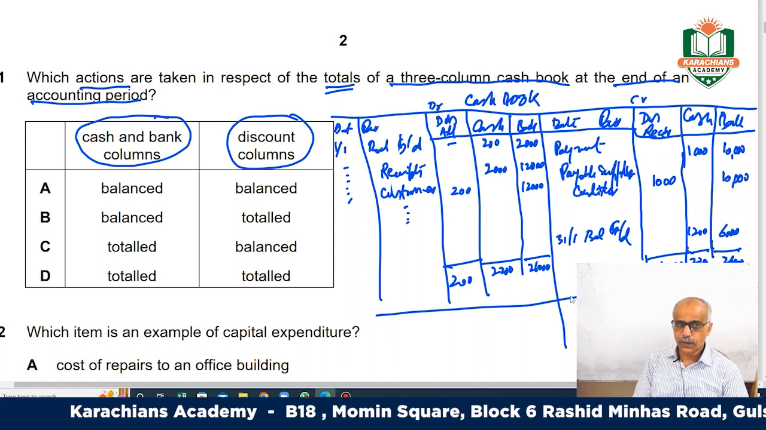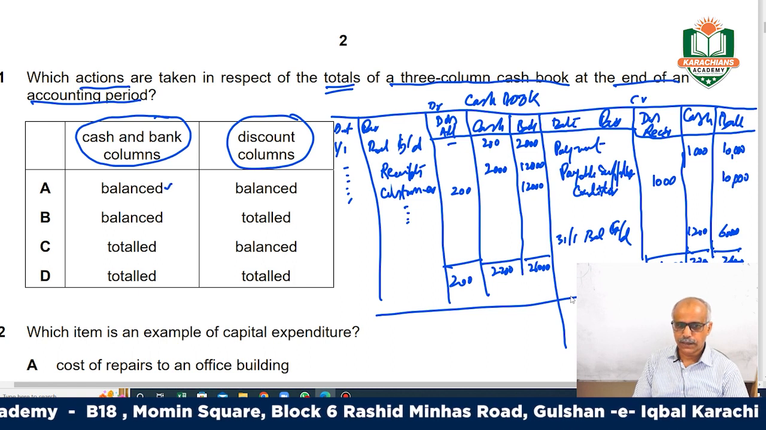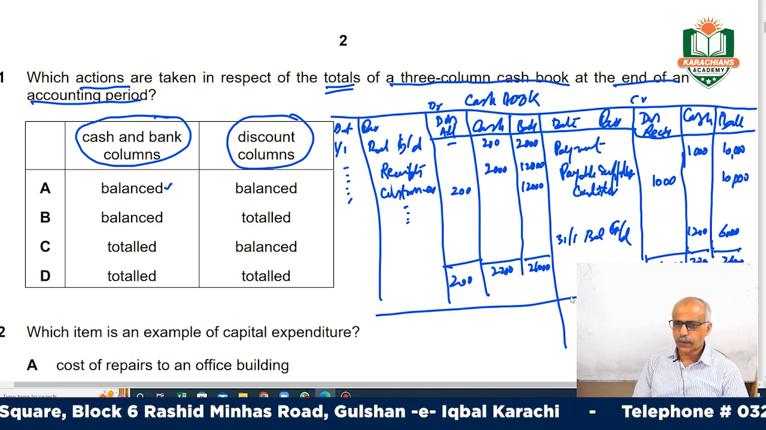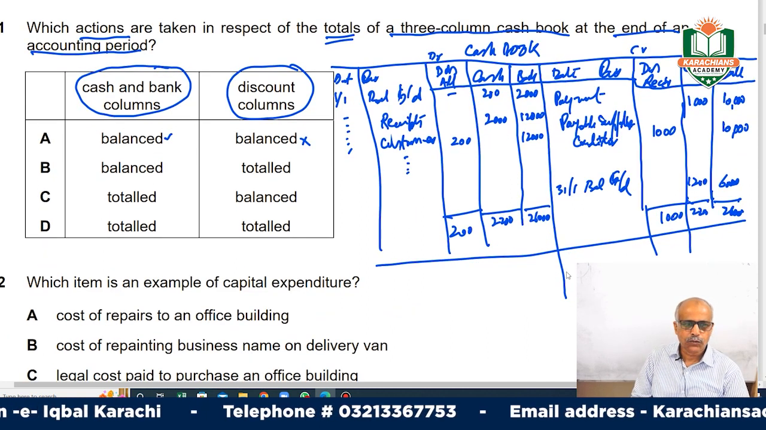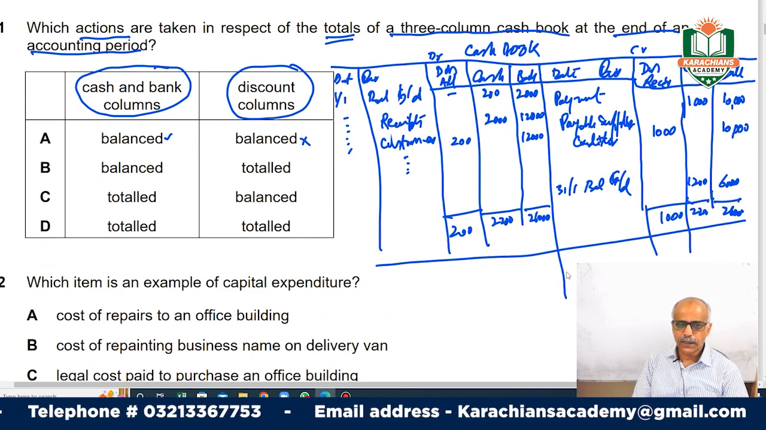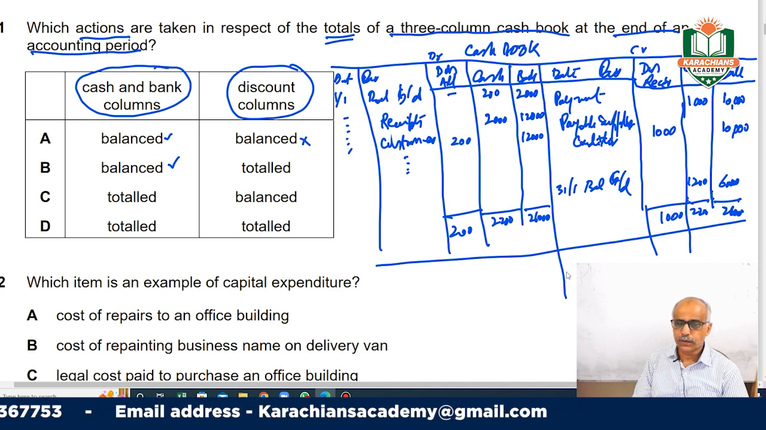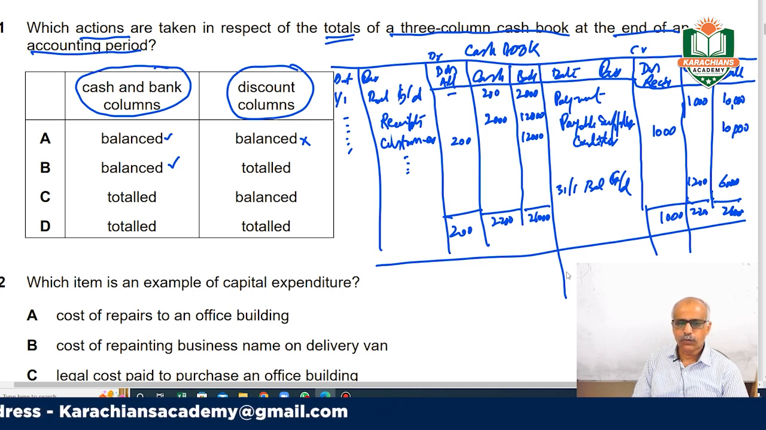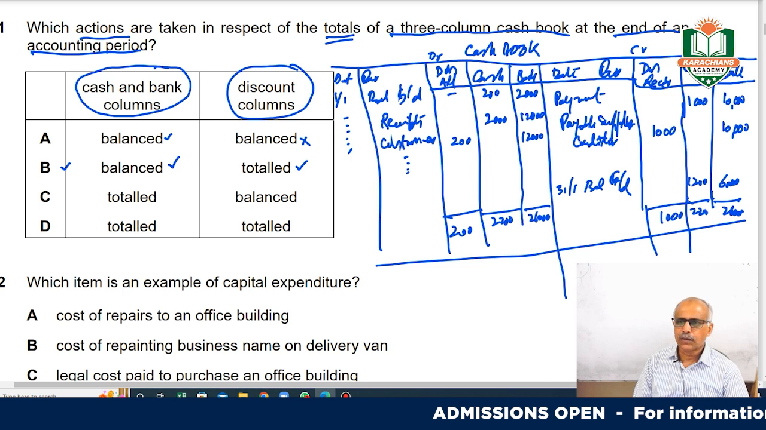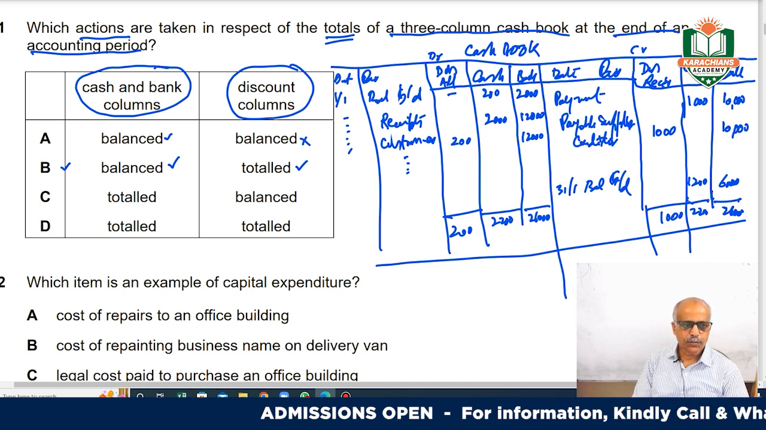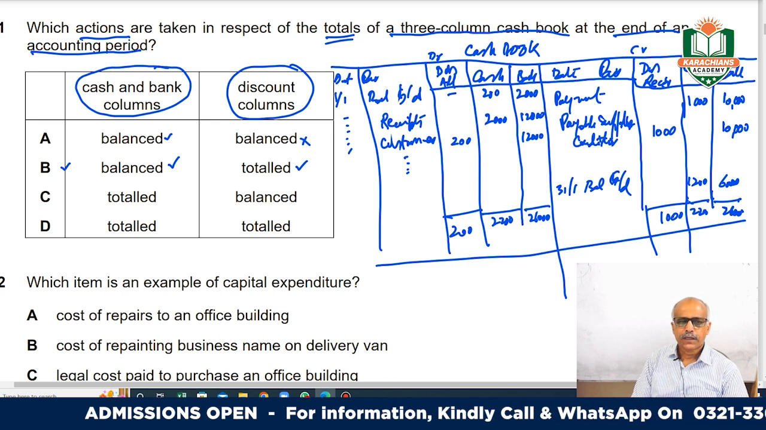Cash and bank columns are balanced, this is right. And discount columns are balanced? No, this is wrong because they are not balanced; we do make their total. Cash and bank columns are balanced, and discount columns, yes, they are totaled. Apparently this looks like the correct option, but we will see the others.